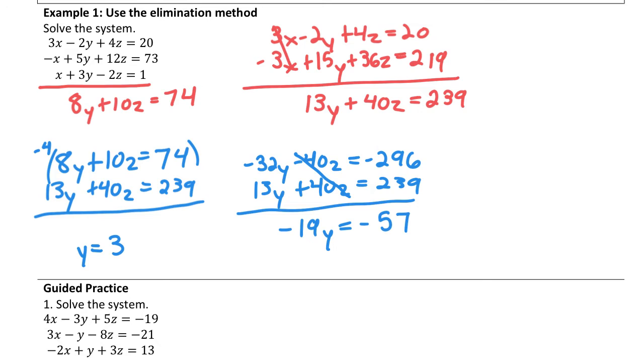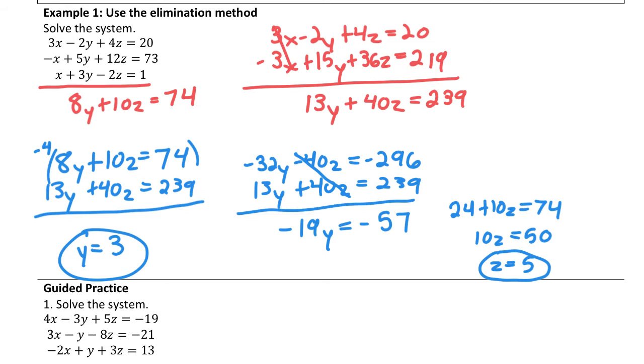But now it becomes easier because I can find z by plugging into one of these two blue equations here, one of these two variable equations. So I'm going to plug it into the top one, 8y plus 10z. Plugging in 3 for y, it would be 24 plus 10z equals 74. So then 10z equals 50, z equals 5. So there's two of them.